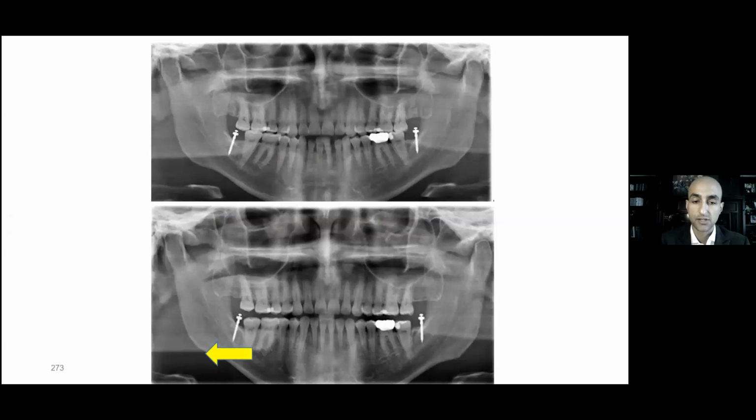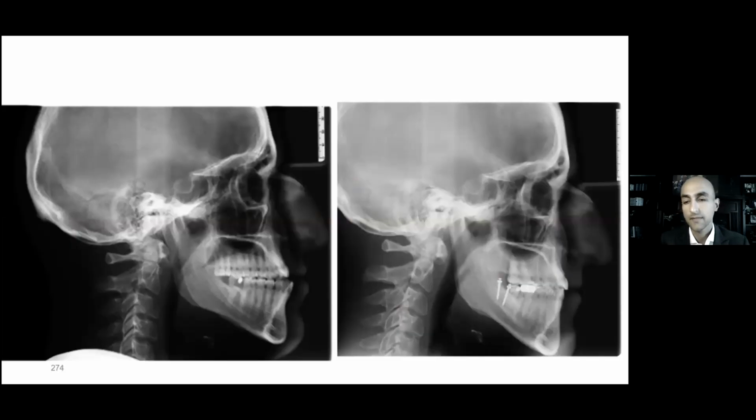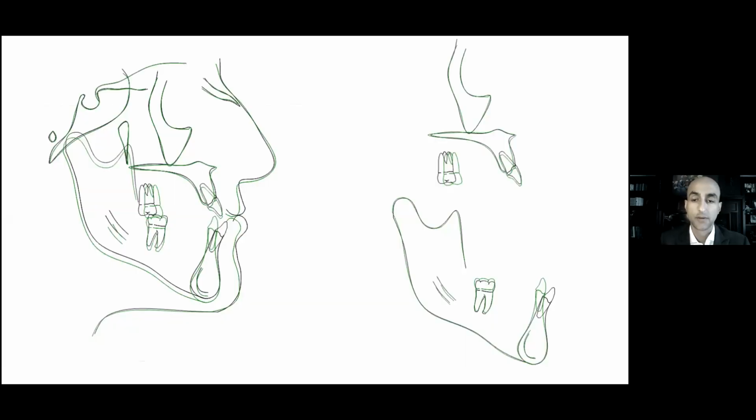Showing some distalization on the right side and a little bit of an asymmetry, so more distalization on the right versus the left. Ceph pre and post treatment, and his tracing showing what happened here. So again, some mesialization of the maxillary position, uprighting distalization of the lower, and overall closing the bite with some anterior extrusion as well.